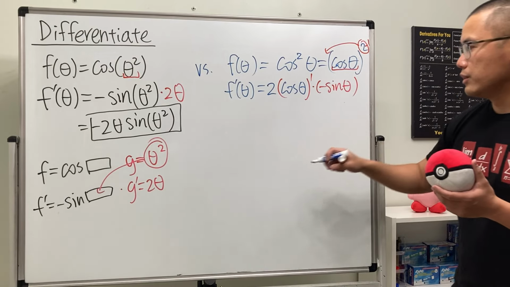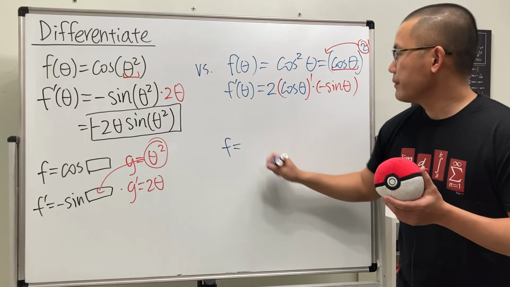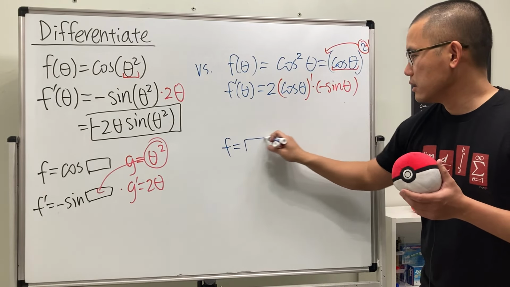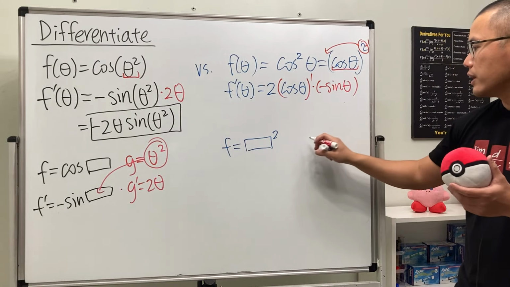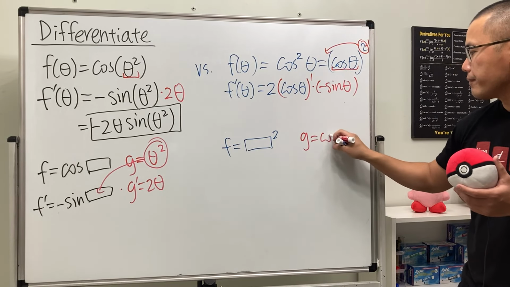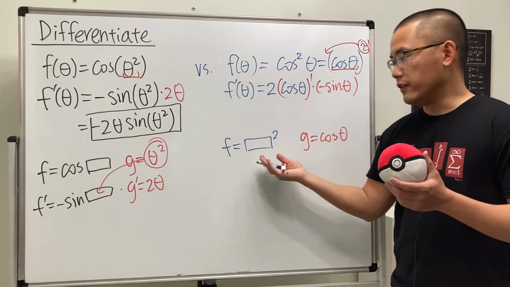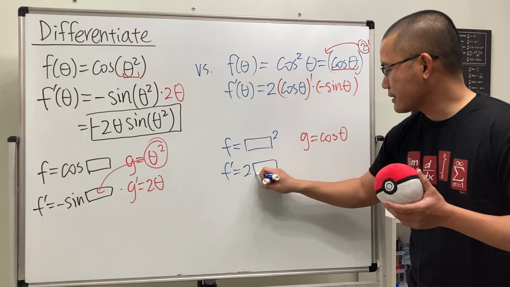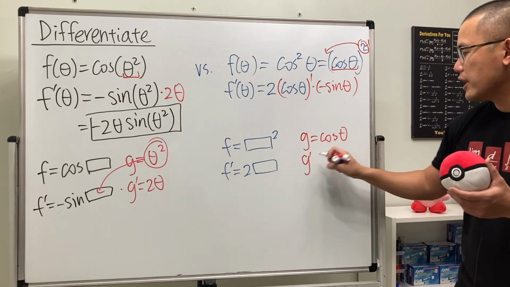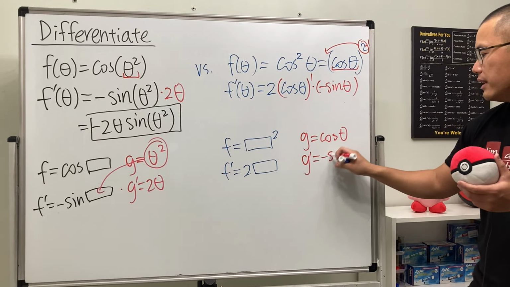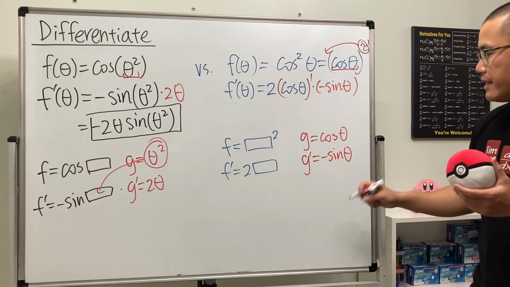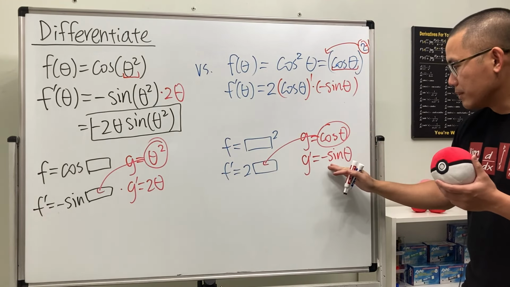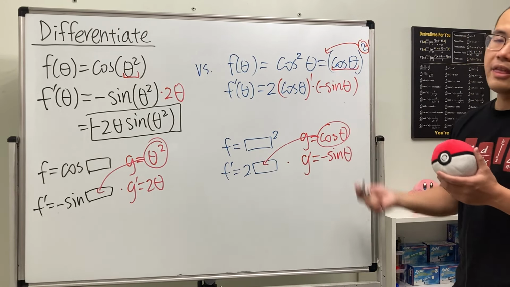Again, let's draw the box to help us out. For this case, we will have a box squared. So that's the outer function. Then the inner function is cosine theta. Now we see that if we differentiate this, the derivative of a box squared is just 2 box to the first power. And if we differentiate cosine theta, this will give us negative sine theta. Then we can put this in the box, and that's exactly what we have here. Then we multiply by negative sine theta.